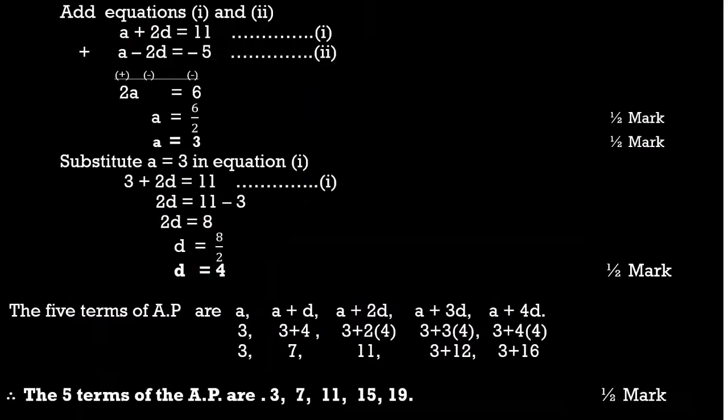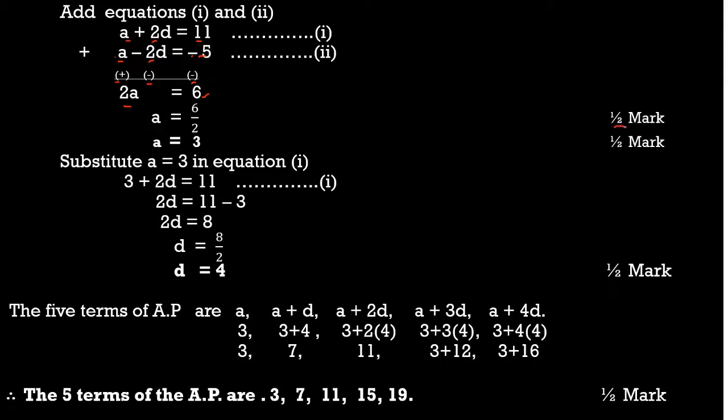Next step is to add equation number 1 and equation number 2. Equation number 1 is A plus 2D is equals to 11 plus second equation is A minus 2D is equals to minus 5. A has plus sign, plus into plus is plus, so A plus A is 2A. 2D has a minus sign, plus into minus is minus, 2D minus 2D is 0. 5 has a minus sign, plus into minus is minus, 11 minus 5 is 6. 2A is equals to 6. Up to this step, you will get half marks.